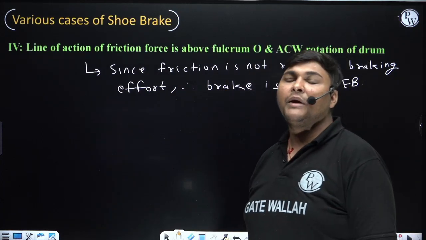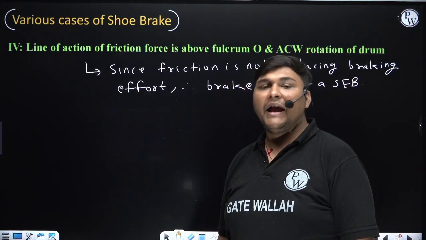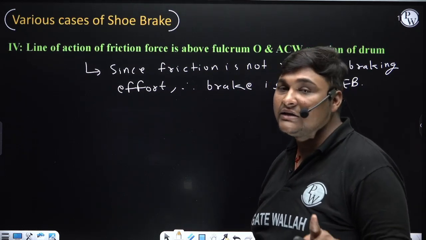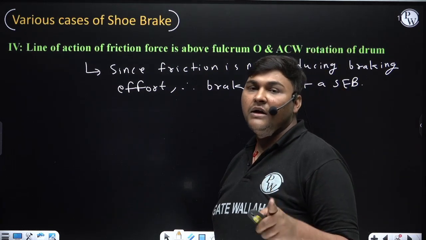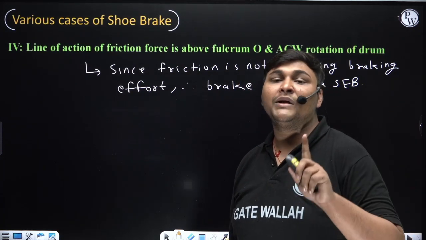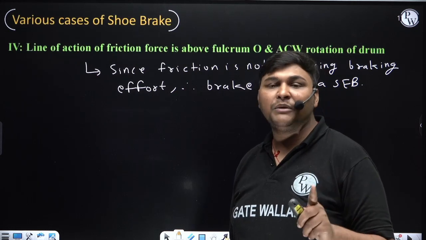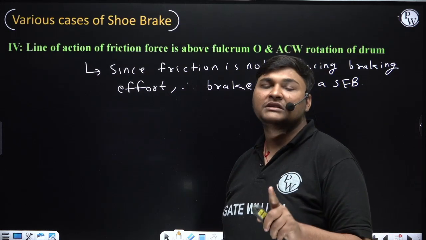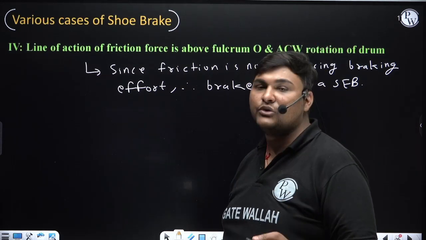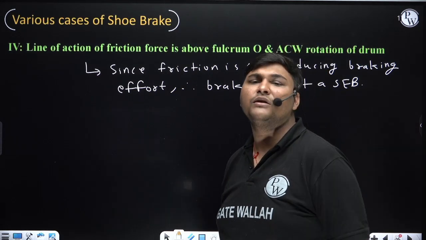Whenever the line of action of friction is above fulcrum O, and if the drum is rotating clockwise, the brake will be self-energizing, and if it is rotating anti-clockwise, the brake will not be self-energizing. But don't memorize this, because in the exam, if you memorize this, you will get confused. Find the relation between P, N and mu N. From this relation, if friction is reducing braking effort, it will be self-energizing. If it is not reducing, it will not be self-energizing. Very simple. Why remember?